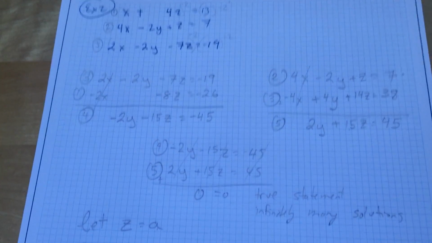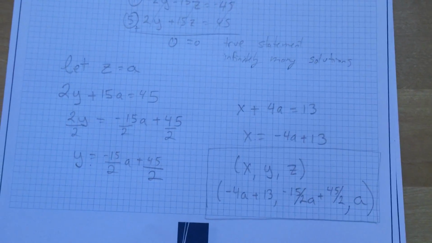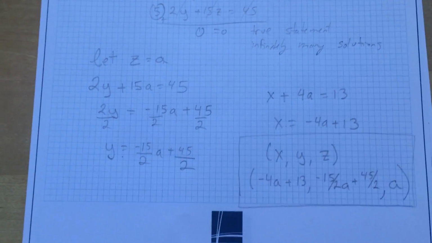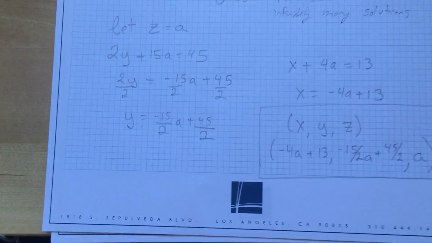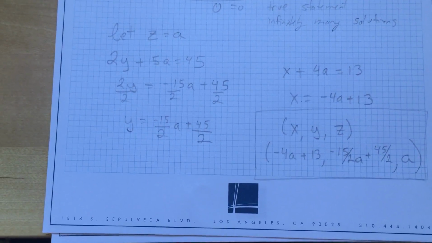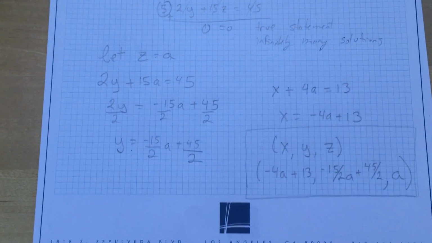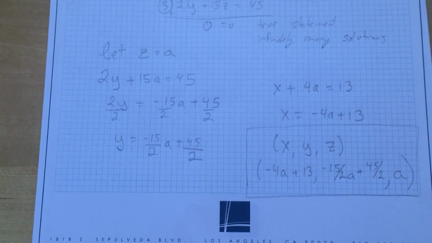Okay, so that's it. That is three variable systems. When you have a true statement, you have infinitely many solutions; when you have a false statement, just write no solution. It's perfectly fine. And there are a few practice problems in your book that I'm going to assign on your homework. So now you're going to watch the other video that I have for you.